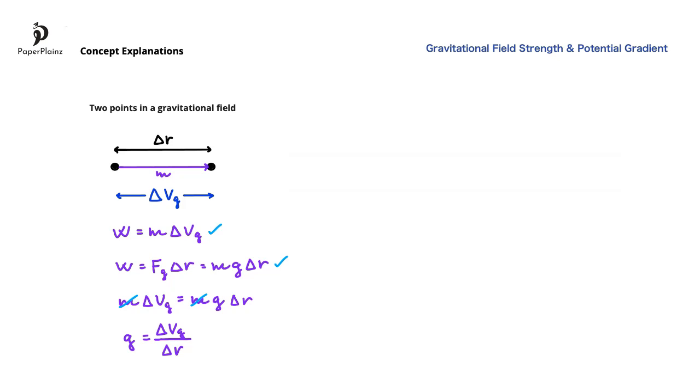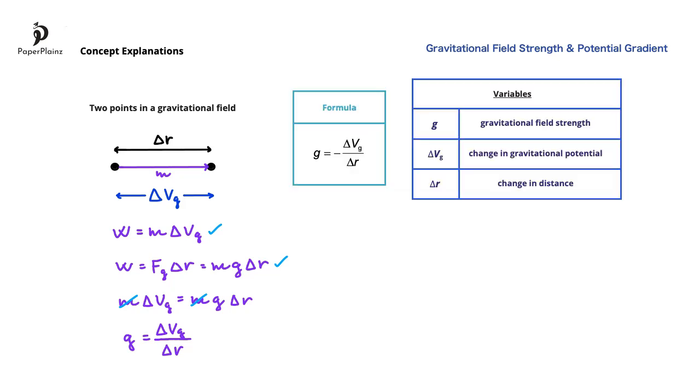Here is the related formula that is provided in the data booklet, along with the variables. There is a negative sign in this formula to indicate that as gravitational potential increases, gravitational field strength decreases. If you think about it, this does make sense, because as you are moving away from a uniform sphere, for example a planet, the gravitational field strength due to the planet decreases, while gravitational potential increases because we are moving towards infinity, where gravitational potential is 0.